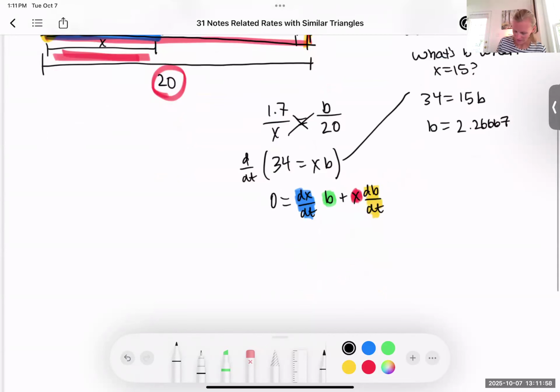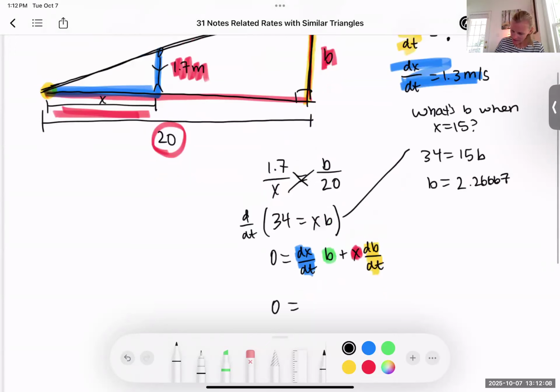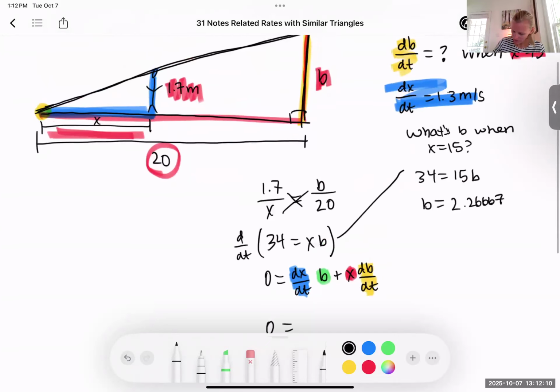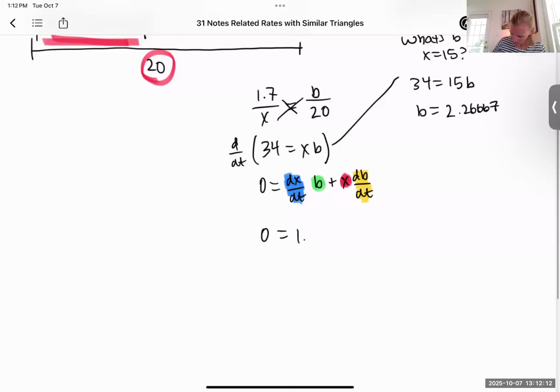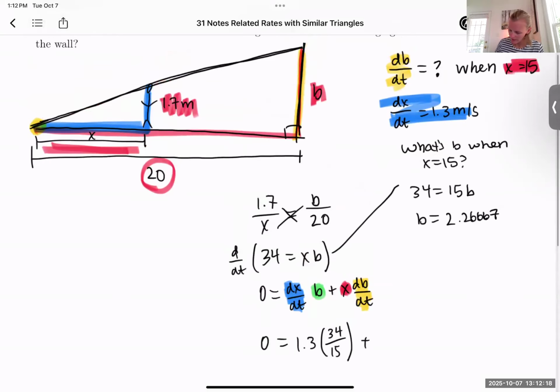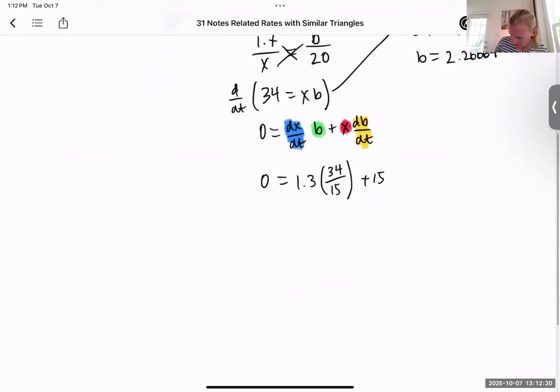So now let's plug things in here. We're going to have dx/dt. What did I say that was? That's 1.3. B was the 34 over 15. I'm going to leave that precise just so we get a precise number here. And then X was 15. dB/dt was the thing we were trying to find.